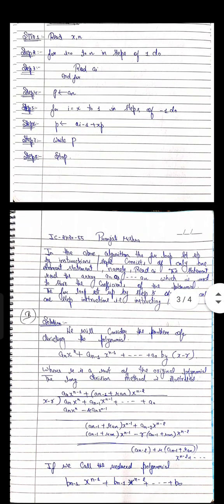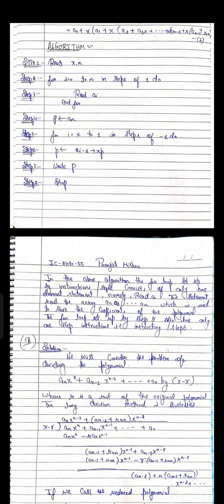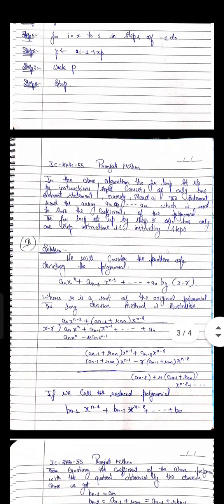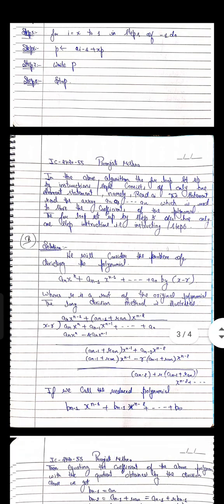Let's begin with step 1. We're gonna read x and n. For I equals to 1 to n, in step of 1 do read a of I and for. P equals to a n means we're gonna assign value of a n to p. For I equals to n to 1, in steps of -1 do assign p equals to a i minus 1 plus xp. Write p, stop.